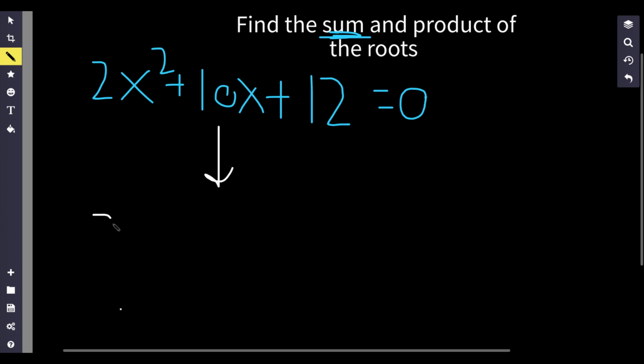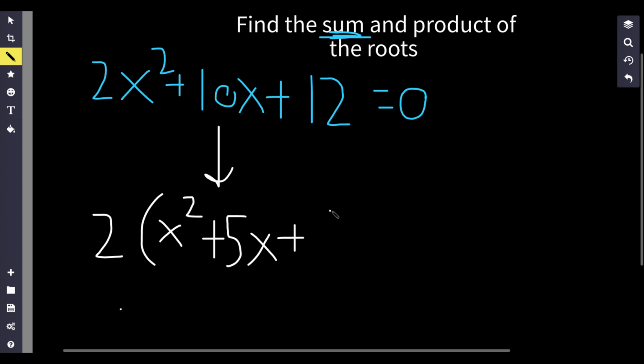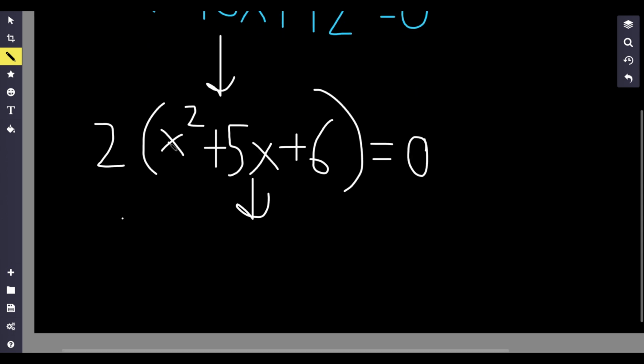What do all of these terms have in common? That's going to be a 2, right? All of these things have a 2 in common. If you take out a 2 from 2x squared, you're left with x squared. If you take a 2 out of 10x, you're left with 5x. And if you take out a 2 from 12, you're left with 6. And you can actually factor the thing on the inside. Two numbers that multiply up to be 6 and add up to be 5 are 3 and 2.